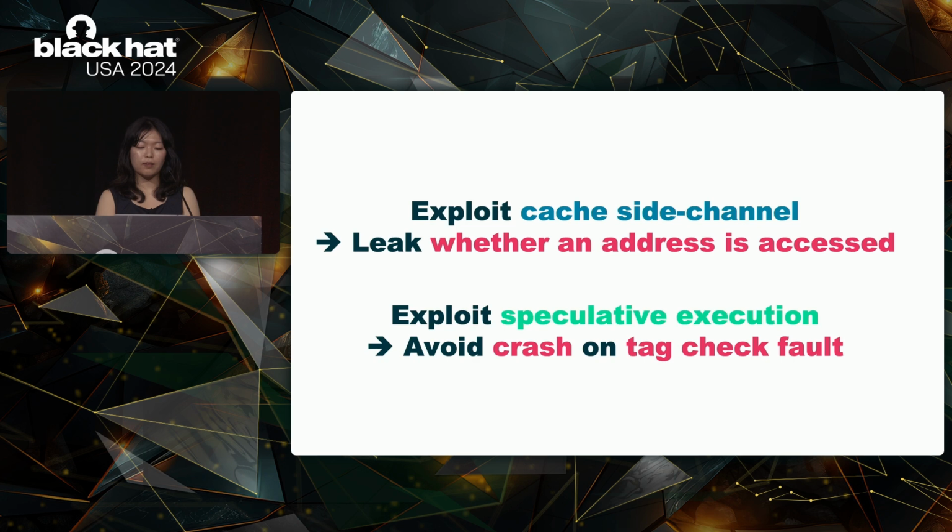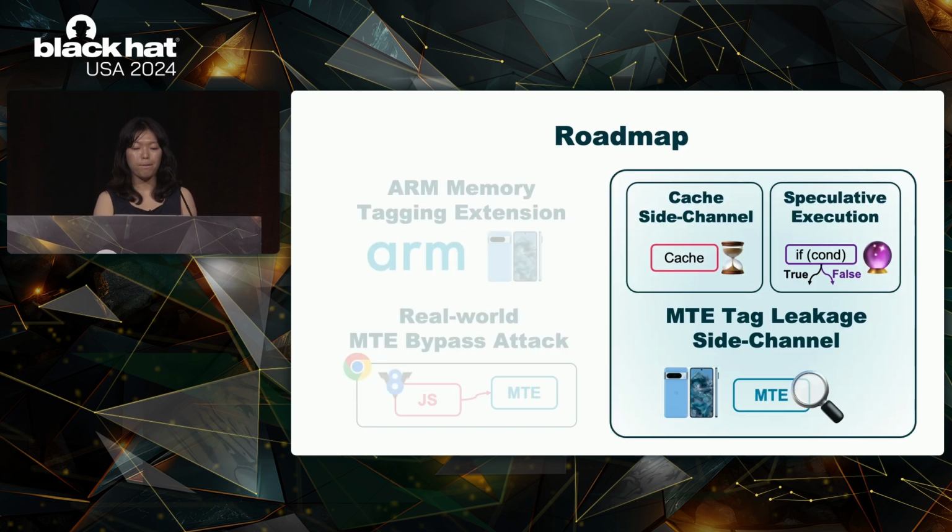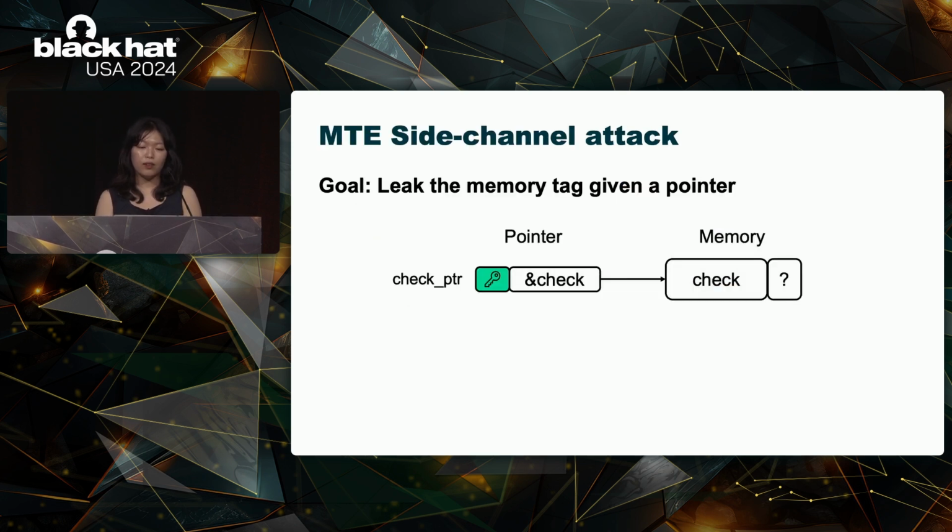So by exploiting speculative execution, we can now trigger tag checks, either for tag match or mismatch, but never crash the program. Now, combining cache side channel and speculative execution, we can construct an MTE side channel attack. In this attack, the goal is to leak the memory's tag. Assume we have this tagged pointer that points to a tagged object, and we want to leak the memory tag of this object.